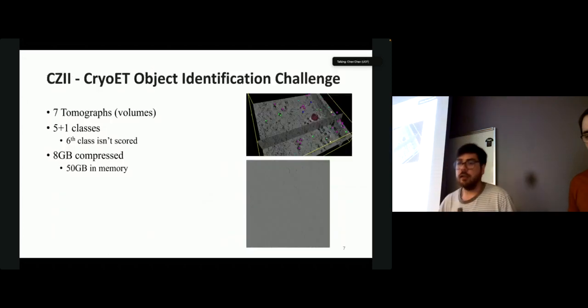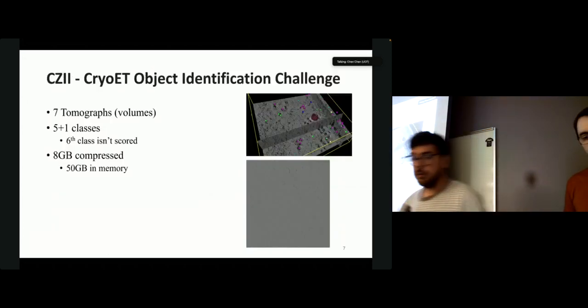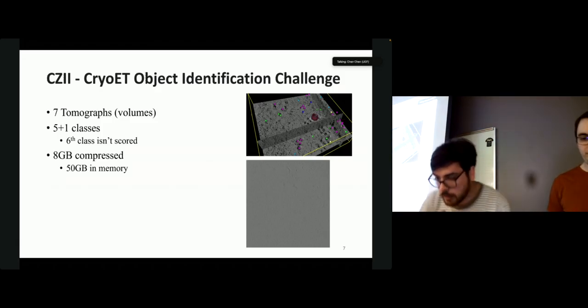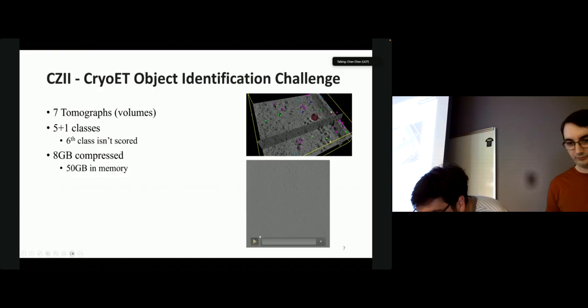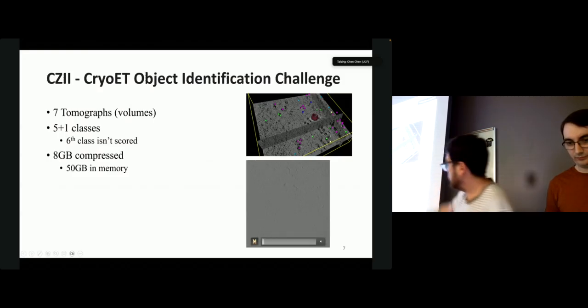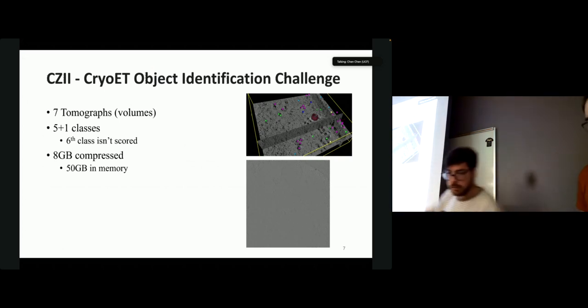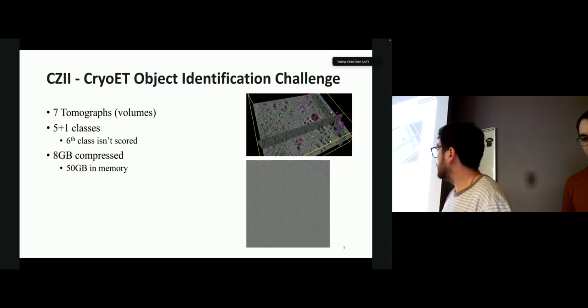The Chan Zuckerberg Imaging Institute released this challenge about 2 months ago, called Cryo-ET Object Identification, where they have 7 tomograms with 6 classes. They only score on 5, because for the sixth they say it is impossible to detect. This is one of the original tomograms. You can see that they have pretty low signal to noise ratio. You can almost see nothing here. There's some visualization here, but this is pretty noisy.